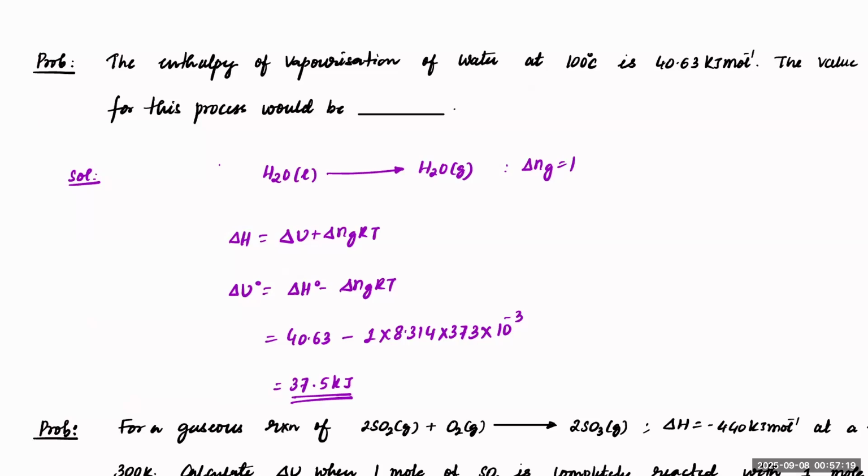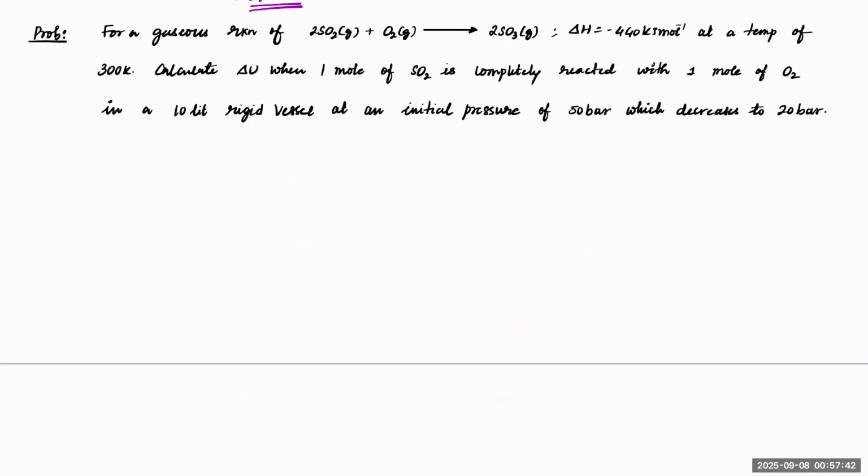Because delta H and delta U should both be applied when they are asked for 1 mole of that substance. Once you get delta U for 1 mole, you multiply that by 10, so you get the delta U value for the entire reaction. Got it? So just be aware if the question is asked that way. Let's see the next question here.